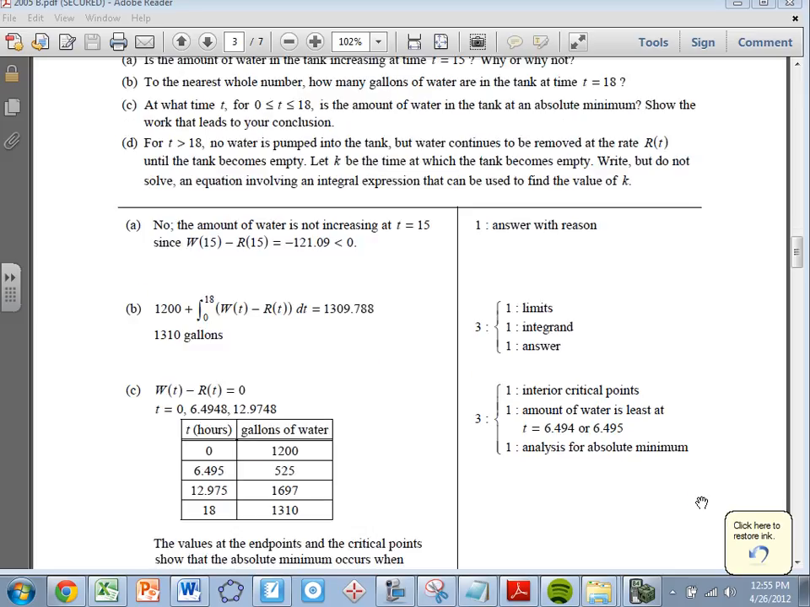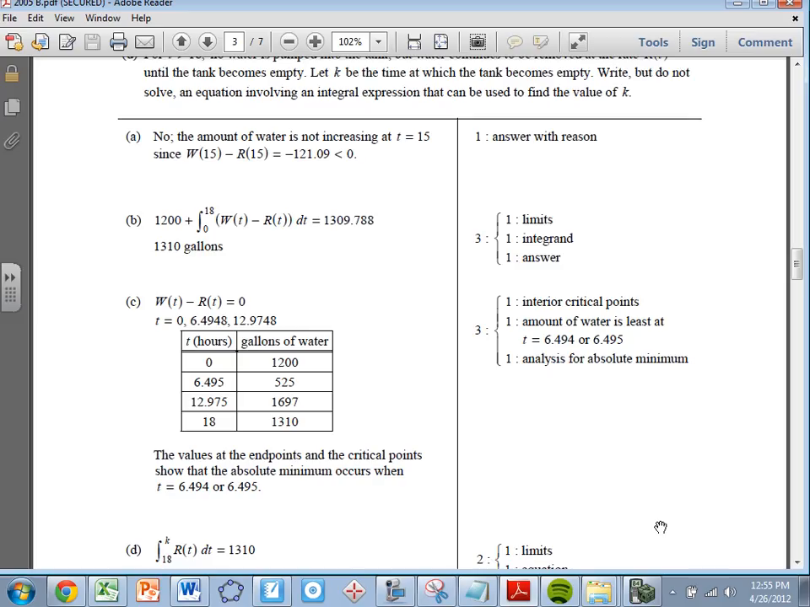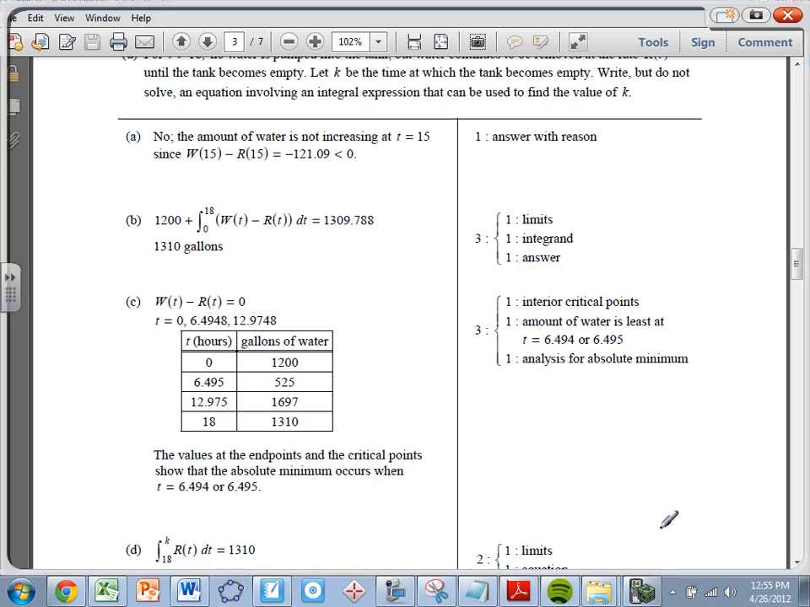This is the tricky part. This is where absolute, global and local minimum come into play. So let's discuss. When I set those equal to 0, in my calculator, here's what I would do. Y1 is already W, isn't it? Isn't that what we put in Y1? And we put R in Y2 earlier?